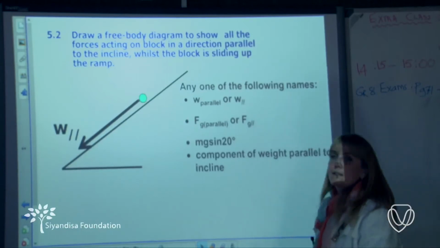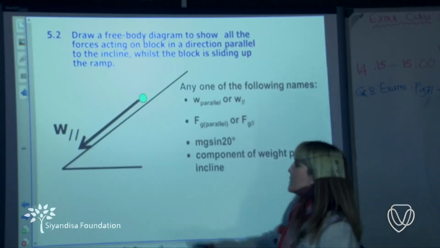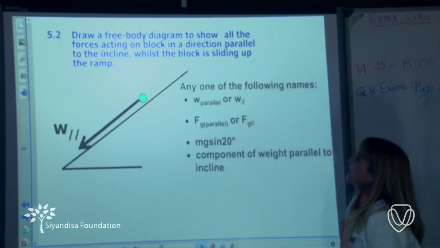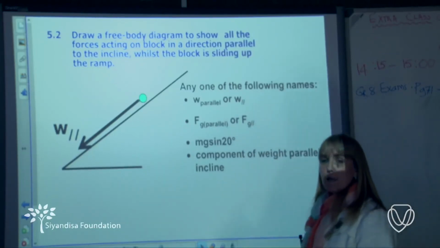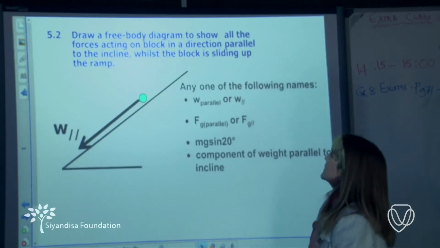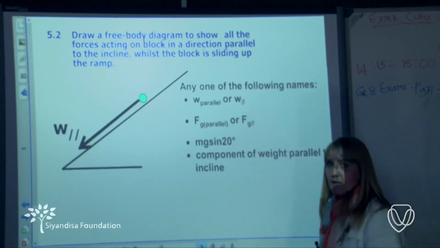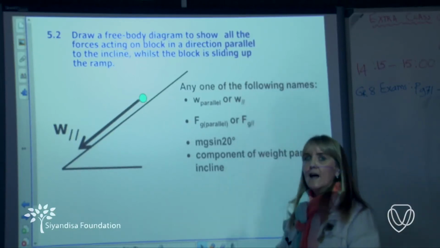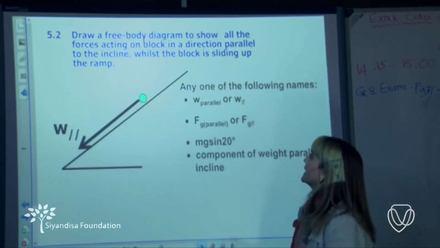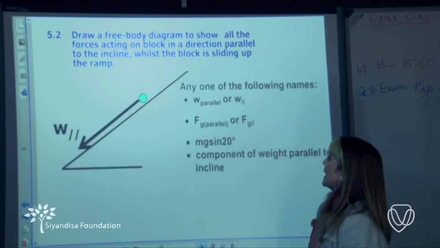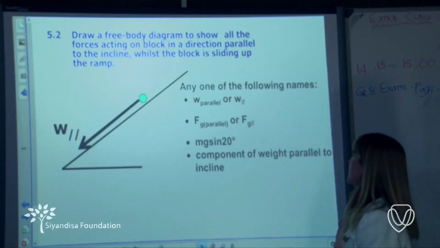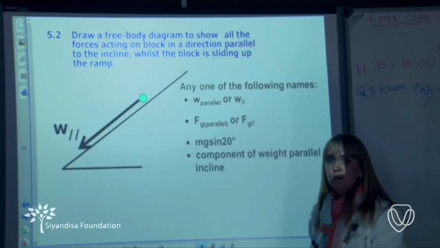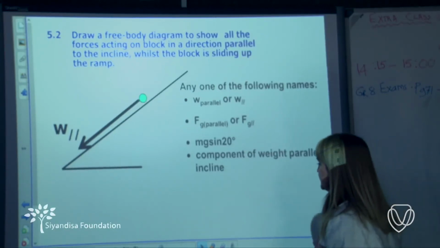So there is our free body diagram. Please remember, you don't have to draw in the slope when drawing your free body diagram. All right, what labels will we accept in this case? W parallel, written out, parallel is acceptable, or 2 parallel lines to represent W parallel. FG parallel, mg sine 20, or the component of weight parallel to the incline. We will also accept Wx.